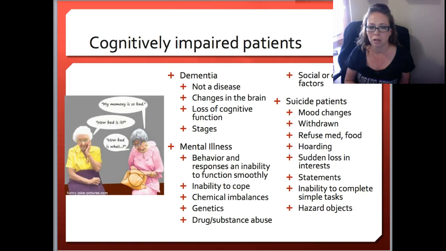Also, in that cognitively impaired patient category are your suicide patients. Knowing the signs and symptoms of suicidal patients is something you need to be aware of, especially now with social media. Sometimes you'll see those symptoms online, also with your friends and family, maybe your home health. You want to be aware of what's going on so you can report those changes to the nurse or your healthcare provider.